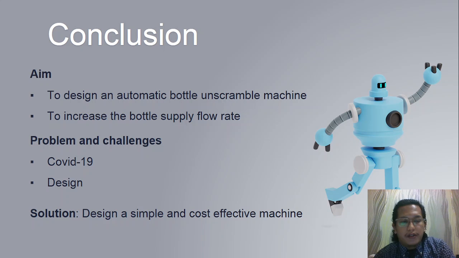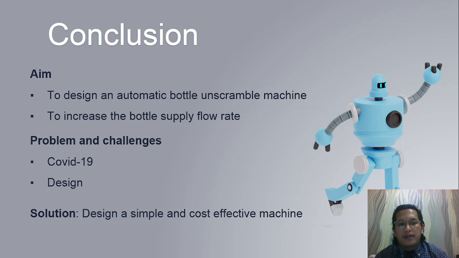Okay, for the conclusion, this project aims to design an automatic bottle unscramble machine which can increase the productivity and also the profit of the company. It is also to reduce the cost of the manual labor and also the cost that can be caused by the human error. And also to increase the bottle supply flow rate, which can increase the productivity and also the demand.